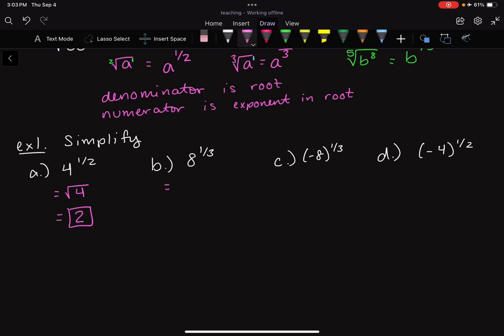8 to the power of 1/3 is the same as saying the cubed root of 8. So the cubed root of 8. Let's think for a second. What can I multiply together 3 times, the same number, to equal 8?